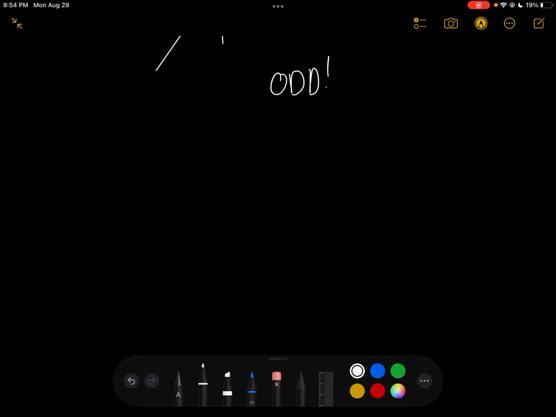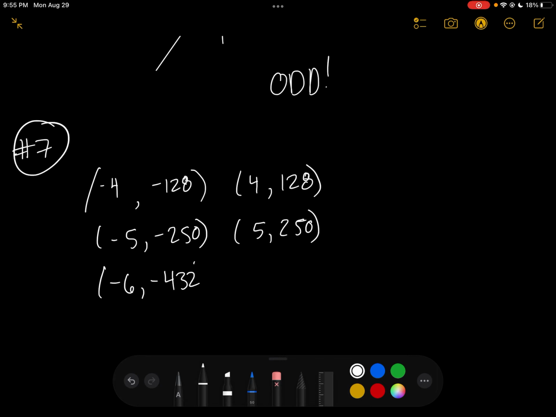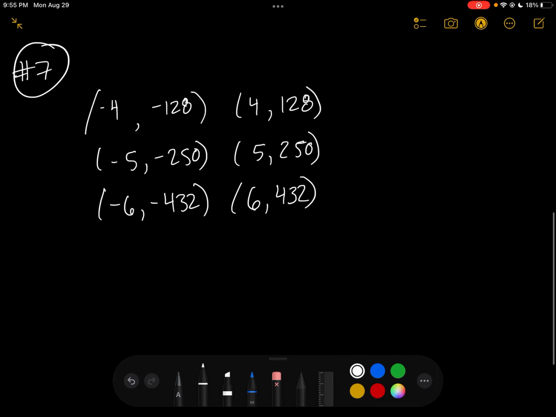Our last example here, number 7. So this is a little bit of a tricky one, but the way that I like to do it is just line up the values next to each other. So if we have negative 4 is negative 128, and right next to it we can write down 4, which is positive 128. Keep going, just double check. Negative 5 is negative 250, and positive 5 is positive 250. And then finally, negative 6 is negative 432, and positive 6 is positive 432.